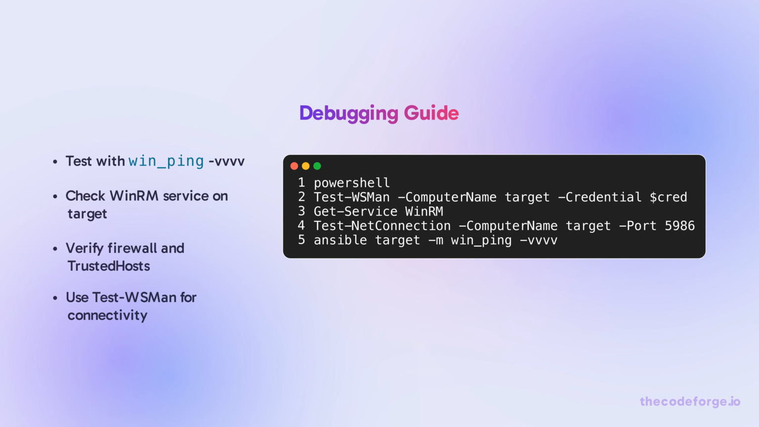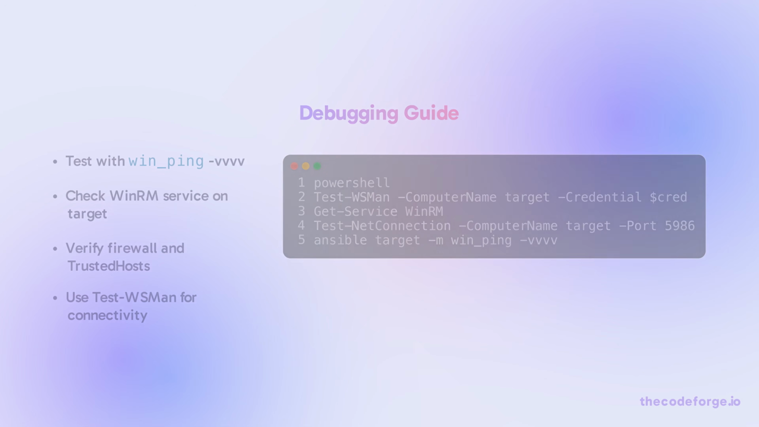To diagnose issues, start with a verbose win_ping. On the target, check the WinRM service, firewall, and trusted hosts. Use Test-WSMan to verify WinRM is responding.